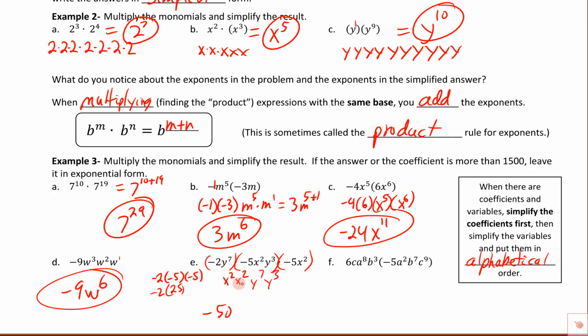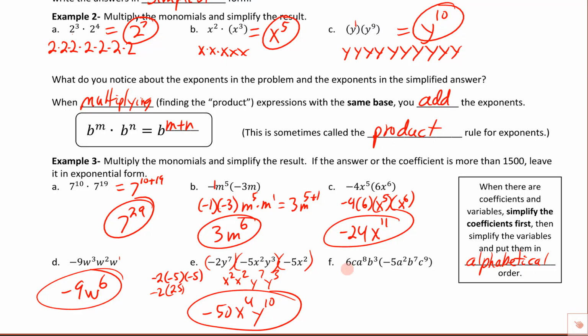So how many x's do we have altogether? We have 4 of them multiplied together. And how many y's do we have altogether? Well, if there's 7 here and 3 here, then we have 10 altogether. All right, and again, that's a very quick way of writing that repeated multiplication of y and x, and we're all set to go. So let's take a look at this last one.